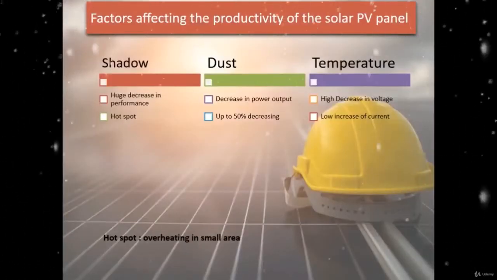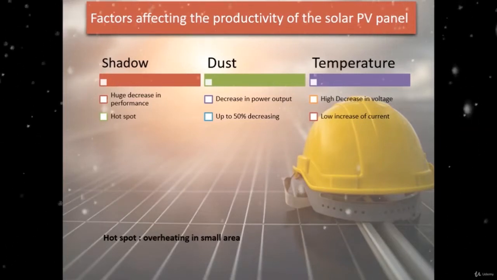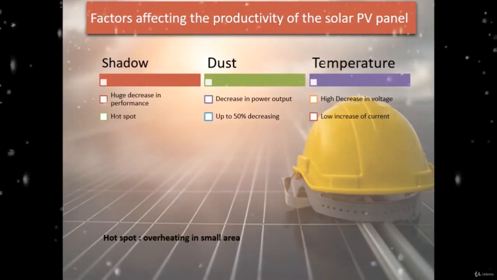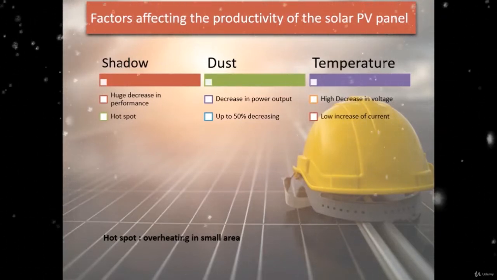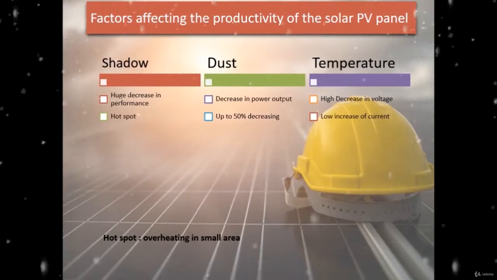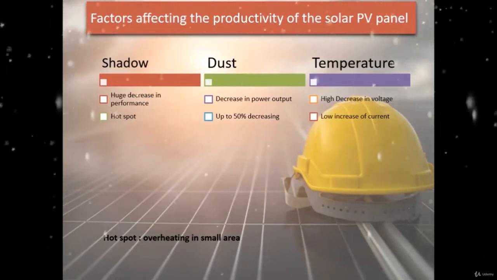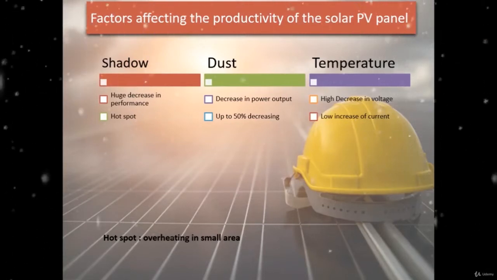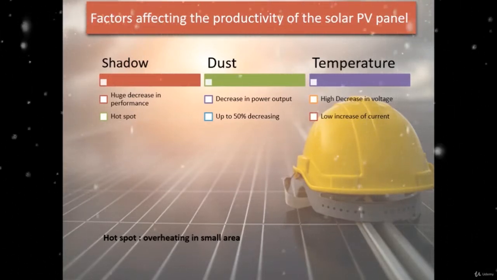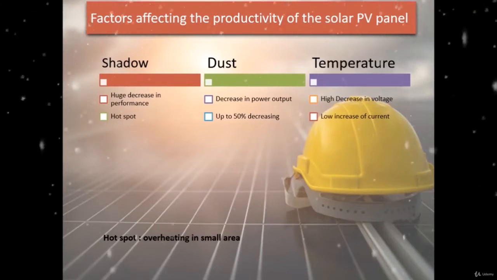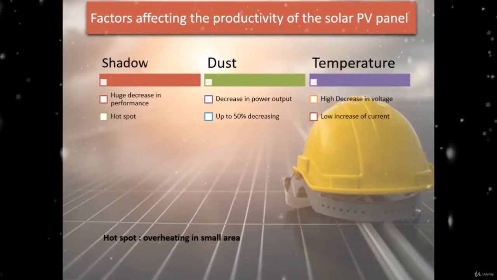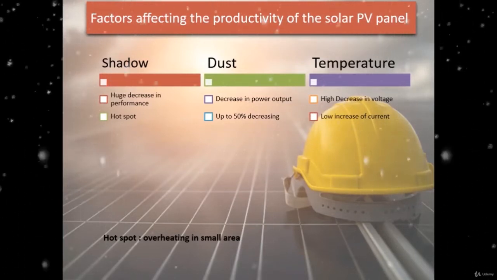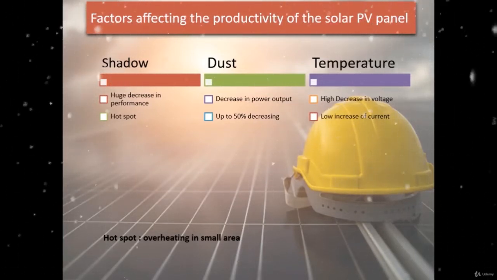There are some factors affecting the productivity of the solar PV panels, like shadow, dust, and temperature. Actually, the shadows decrease the performance of PV panels significantly and may generate a hotspot. The hotspot is overheating in a small area and may damage the PV panel. The dust decreases the power output of the PV array by up to 50%. Actually, the temperature makes a high decrease in voltage and a low increase in current, resulting in a high decrease in the power output.